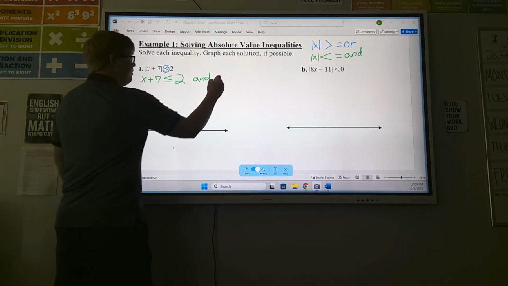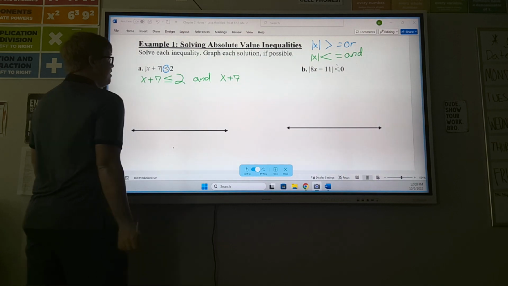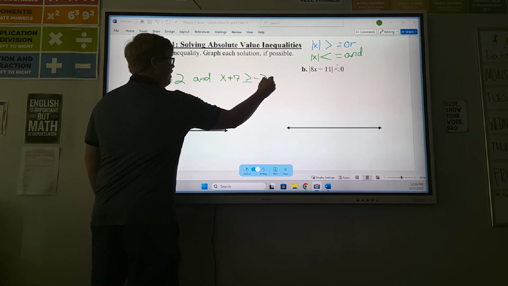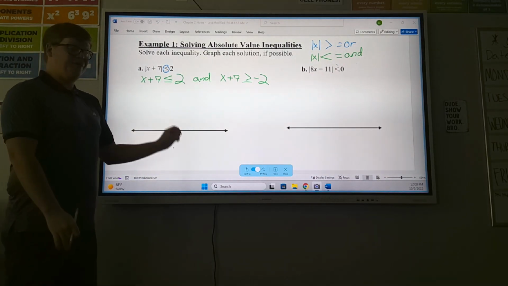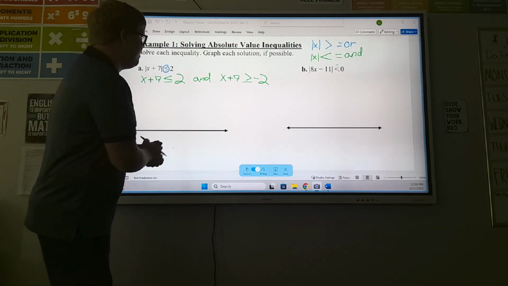And then what we have to do, put x plus 7 again, we copy what's inside the absolute value bars. We change our sign, and we change our 2 to a negative. We can solve both of these separately, but at the end, we need to put them together into a compound inequality because we've already talked about that, right?